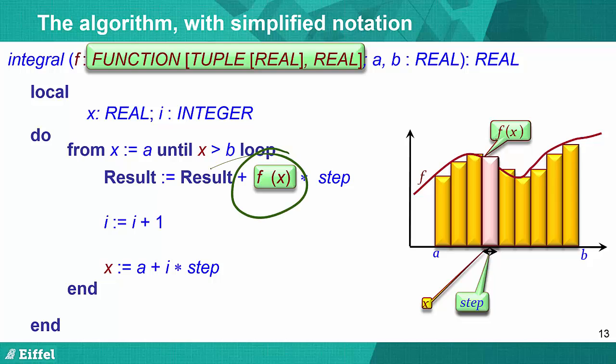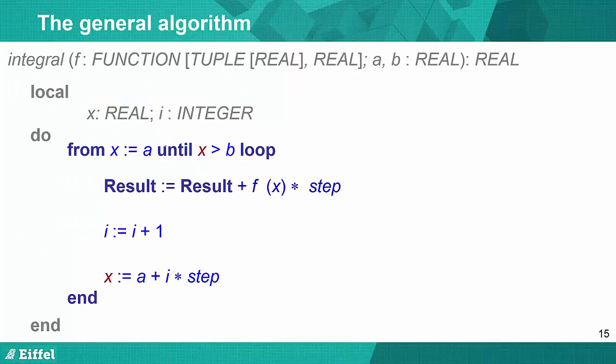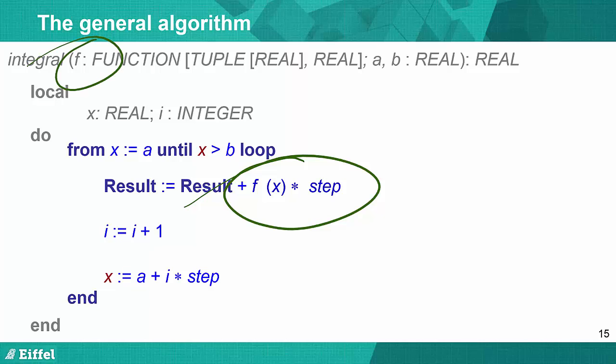So you can see the elegance of the resulting code. In fact, this was the first code that I wrote. In the case we knew the function f of x times step, well, now we have exactly the same code, except that f is this argument of the routine. It represents an arbitrary function.